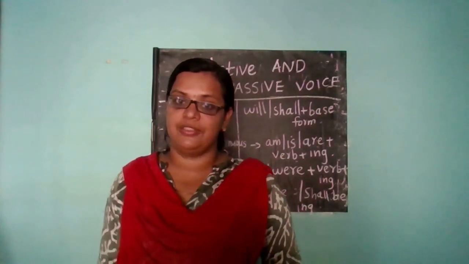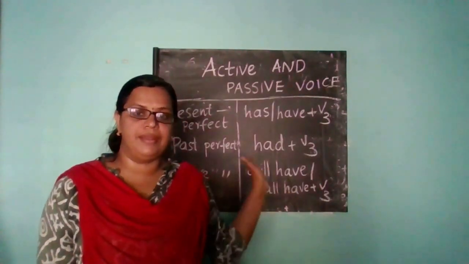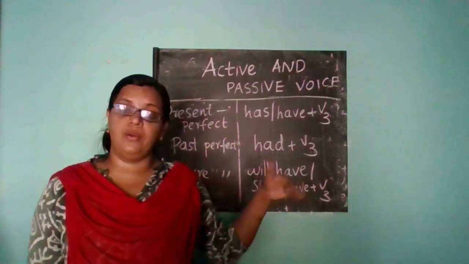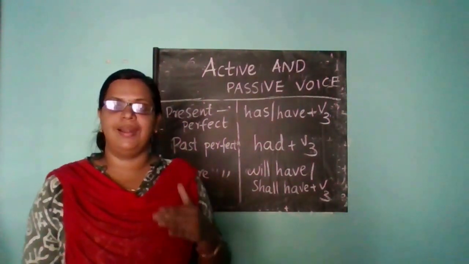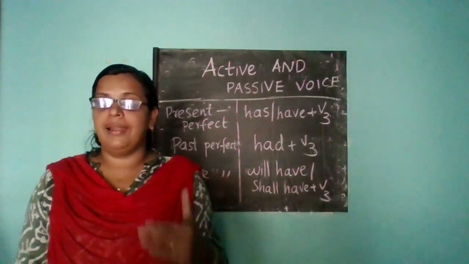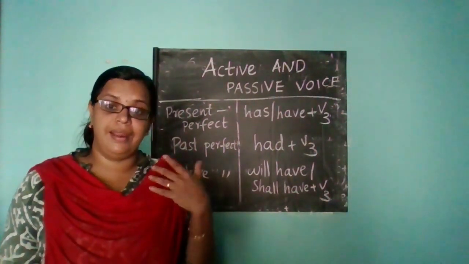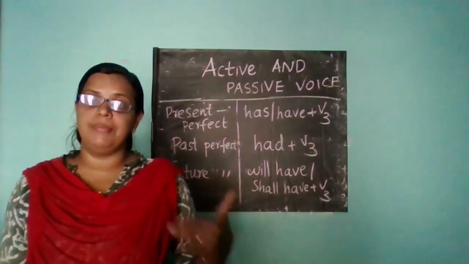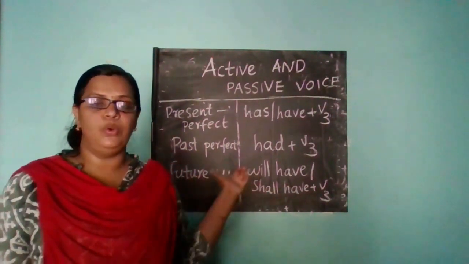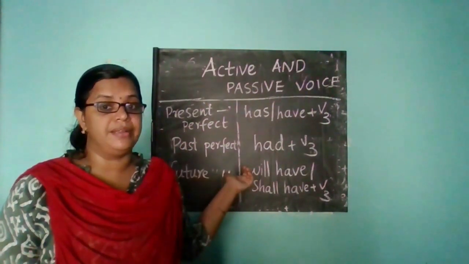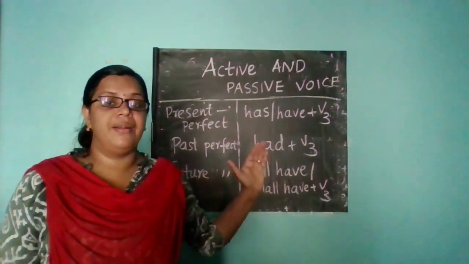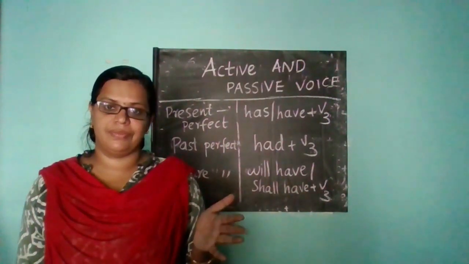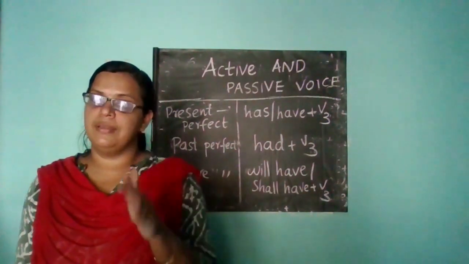Children, now let us see the format of perfect tenses. First one, present perfect. What is the format of present perfect? Has or have plus V3. I have written a story. They have played well. He has come early. What about past perfect? He had read a novel. Had plus V3. They had spoken well.